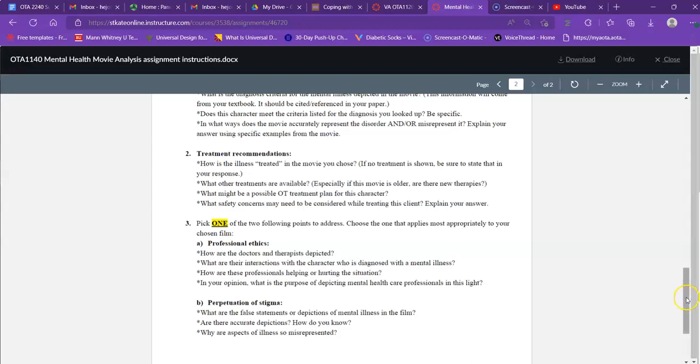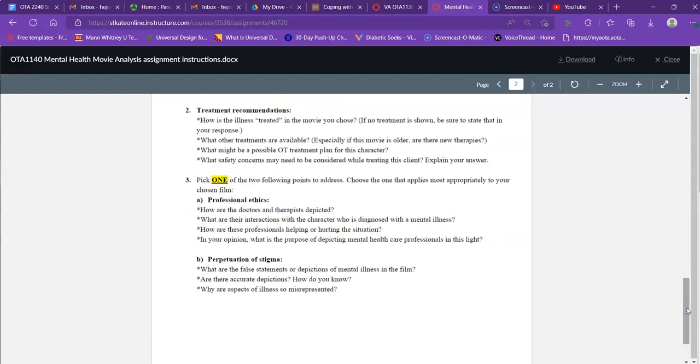Then for the third section, you'll have an option to choose one of the 2 following points to address. So you're going to choose the one that applies most appropriately to the film that you watched. The 2 possible points for you to address are professional ethics and the perpetuation of stigma. Under professional ethics, there's 4 potential questions. How are the doctors and therapists depicted? What are their interactions with the character who's diagnosed with the mental illness? How are these professionals helping or hurting the situation? And in your opinion, what is the purpose of depicting mental health care professionals in this light?